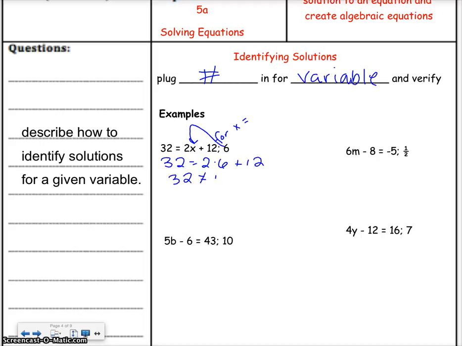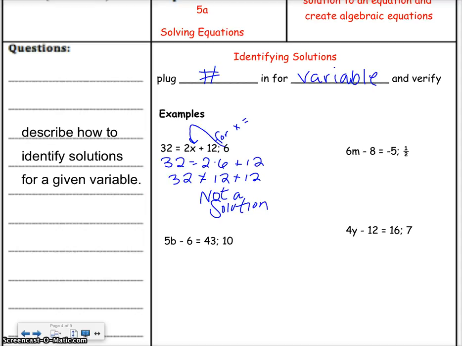32 does not equal 12 times plus 12. No, 6 is not a solution. I think I should say not a solution. So again, that semicolon is just representing what they want you to use for the variable.